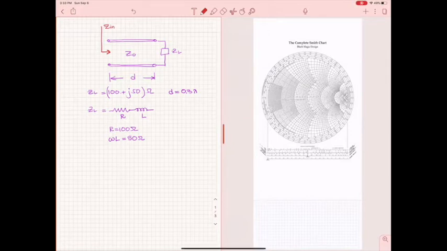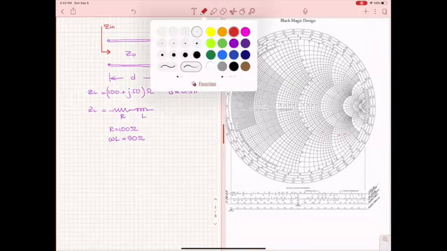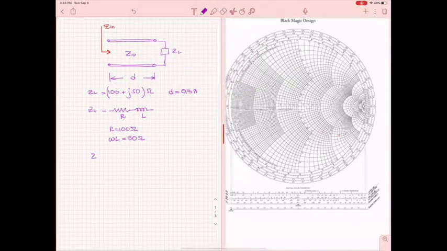How am I going to do that? Question number one. I'm going to this Smith chart. First of all, I have to find Z_L normalized. I gave you Z naught is 50, so the normalized value is 100 divided by 50 plus j 50 divided by 50. So it's 2 plus j.